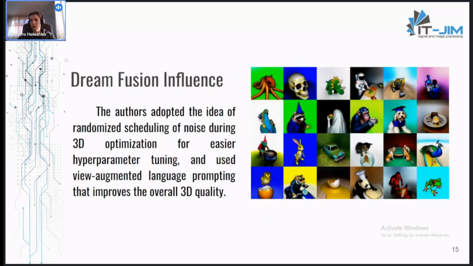The main alternative, or an adversary, to this network is DreamFusion. The authors have read their paper and they adopted a couple of ideas. The first one is the randomized scheduling of noise, and the other one is the view-augmented language prompting that improves the overall 3D quality. Those are, for example, the language prompts like in front of, the backside of, overhead view of, and so on. They also add the position of the camera and its direction into the prompt too.